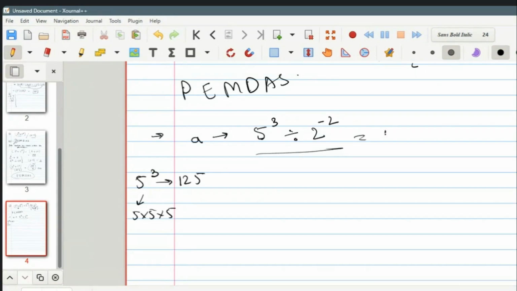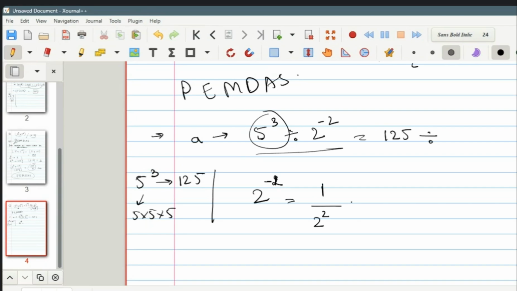So please just write 125 in place of this thing, and write the division sign the same as this. Okay, and what is 2 power minus 2? Decide about this thing. Oh, sorry, this is 2 power minus 2, and this is actually a thing like this.